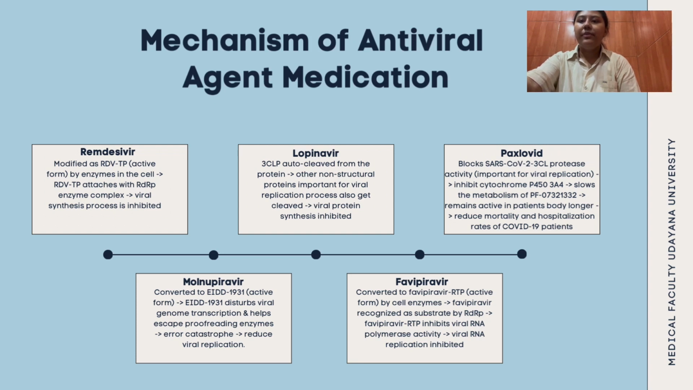Number 2, molnupiravir. Esterase converts molnupiravir to its active form. This active form will disturb viral genome transcription while also helping escape proofreading enzymes. Then mutation occurs. Error catastrophe occurs because the products from transcription and translation contain mutagenic base pairs. This mechanism reduces viral replication.